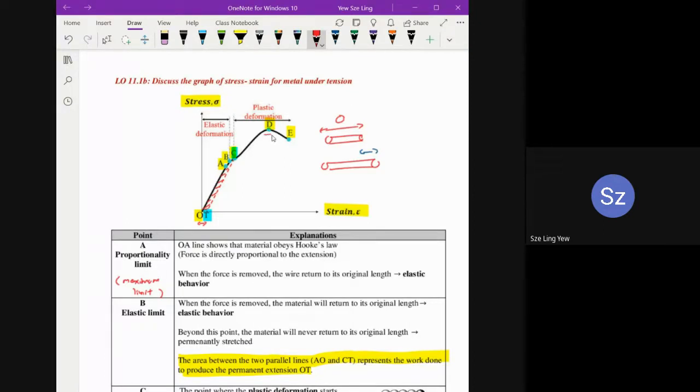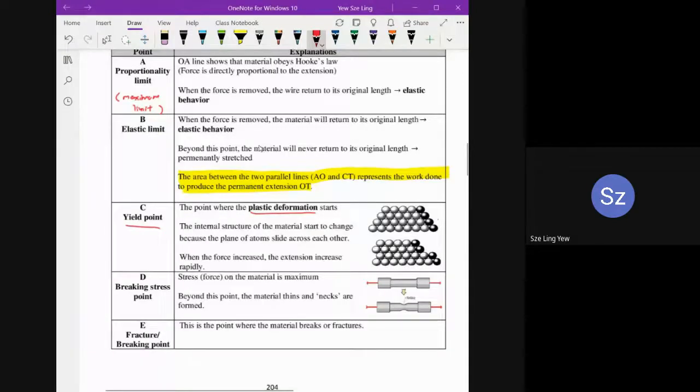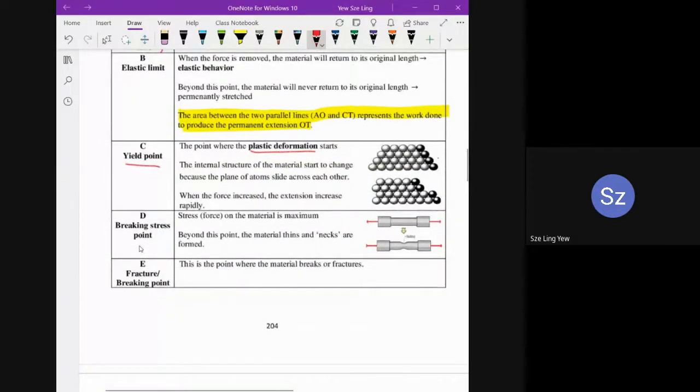Point D is what we call the breaking stress point. The stress on the material is now at its maximum value. Beyond this point, the object becomes thin and a neck is formed. This is the neck, the place where it becomes thinner. If you keep stretching it, eventually it will break at this point, because it forms a neck here.